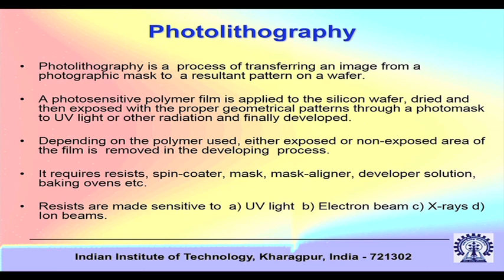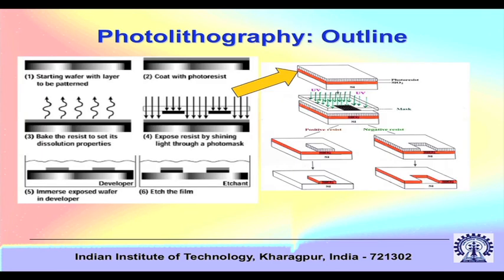These are some common items that are necessary, and photoresists are of different types. These are chemicals made sensitive to either ultraviolet light, electron beam, X-rays or ion beams. Based on these, you call them UV lithography, E beam lithography, X-ray lithography, or ion beam lithography, depending on what optical or energy source you are using.